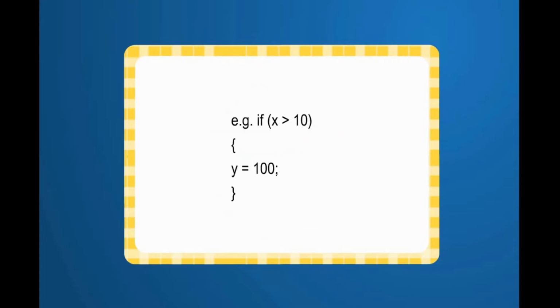For example, if x greater than 10, y is equal to 100. That is, if the value of x is more than 10, the value 100 will be assigned to the variable y. Otherwise, the previous value of y will be retained.